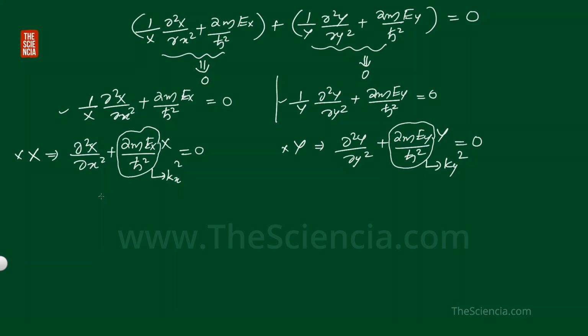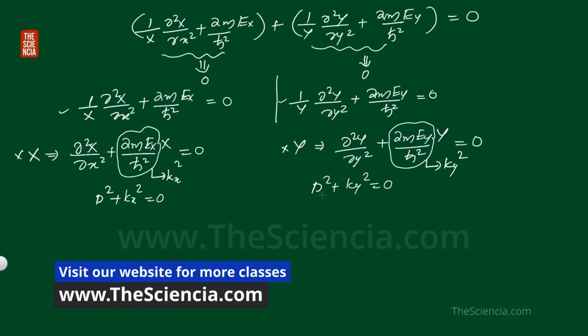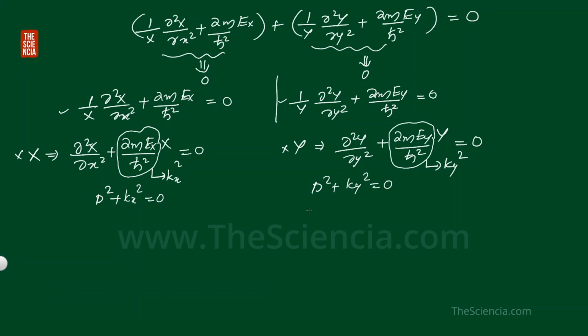Now it is like D squared plus kx squared equal to 0, and this one, D squared plus ky squared is equal to 0. This is a differential equation, and I told you how to solve such kind of differential equation. So we get a solution here, and here also we get a solution, and then we have to substitute boundary conditions.